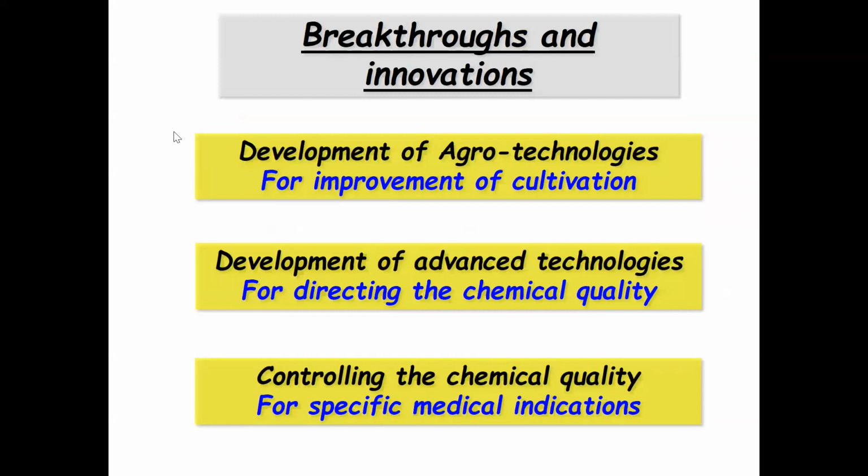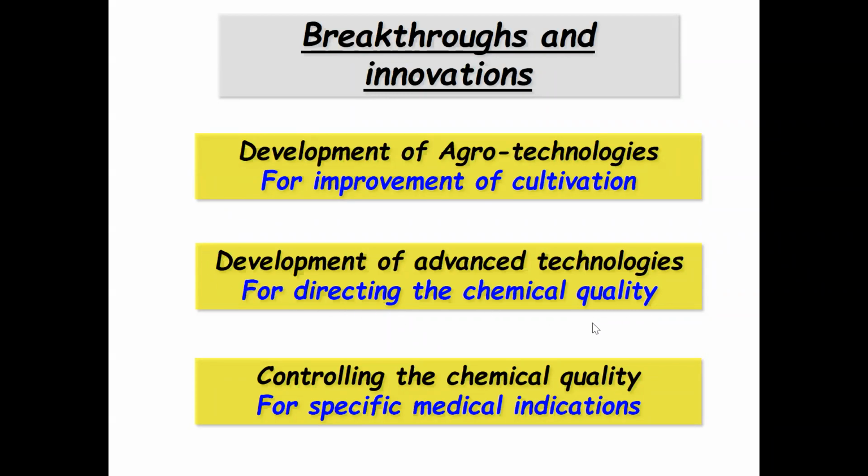I want to finish by saying that in terms of breakthroughs and innovations, what's needed? First of all, we need to develop, as we've said, agrotechniques for improvement of cultivations. This is a plant that has not been studied as intensively as other plants. The information that we have on it is very basic, and for some other crops, the information that we don't have now, we know already from the 60s for other plants. So this is critical. But we have to develop advanced technology for directing the chemical quality.